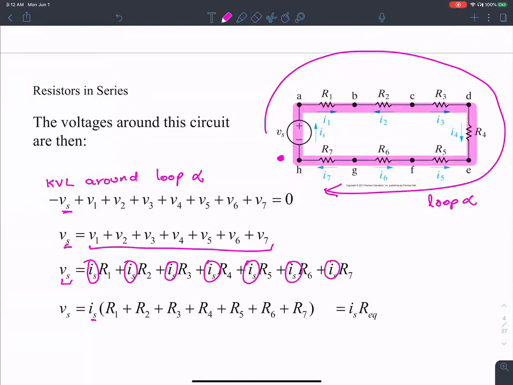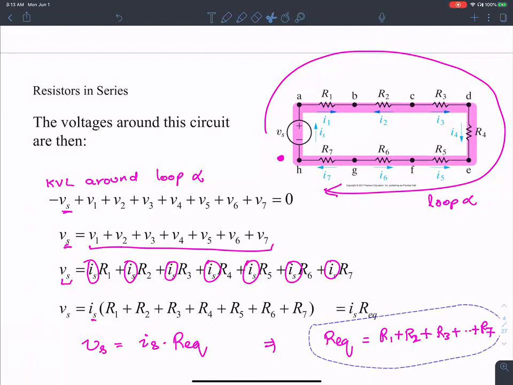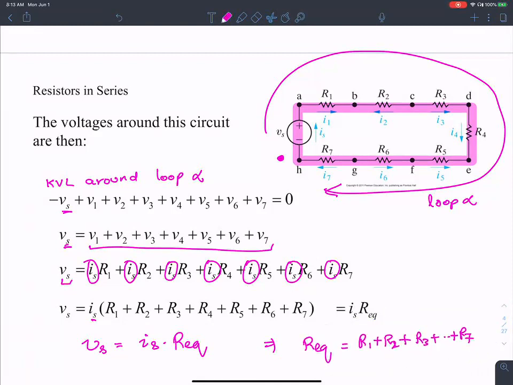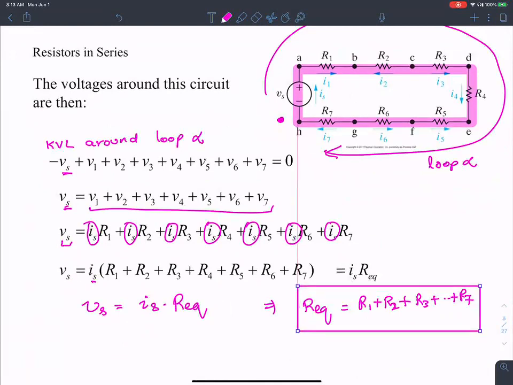I can factor out Is, giving me the expression that Vs equals Is times R equivalent, or the equivalent resistance of a bunch of resistors in series is simply the sum of their resistances. When there are a bunch of resistances in series, and this is a result that you're very familiar with, their equivalent resistance simply adds in series.